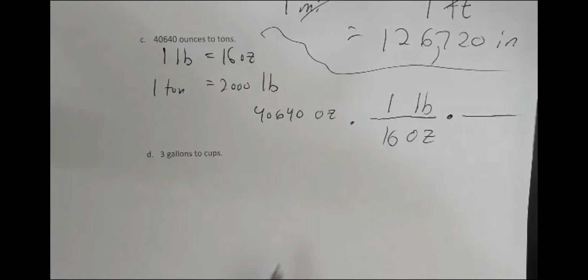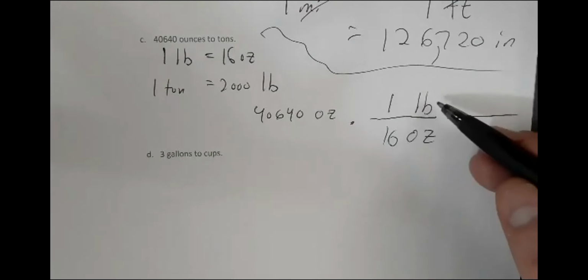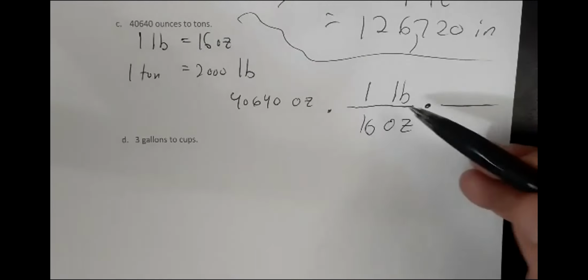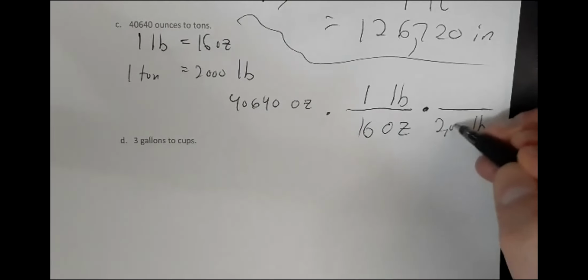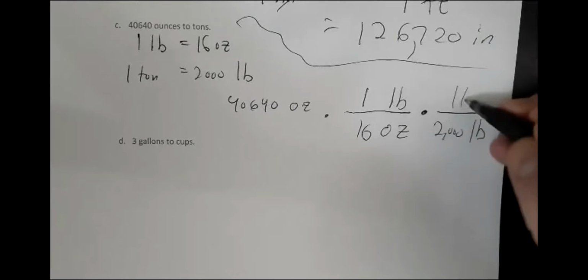The other thing is I'm going from tons to pounds. I have pounds here. I want my pounds to simplify. I'm going to put pounds on the bottom over here. So 2,000 pounds to 1 ton.